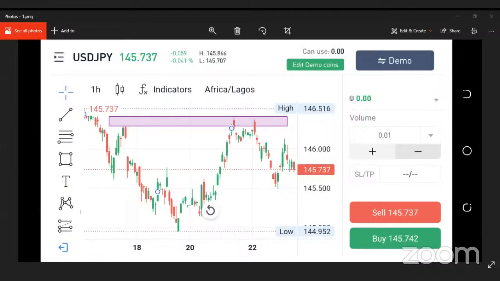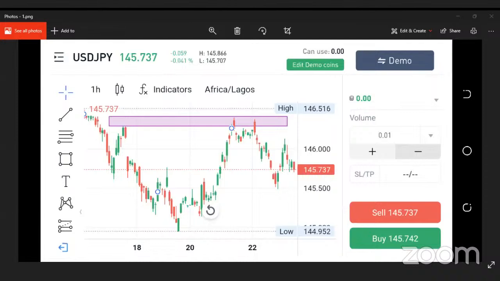Now in the forex analysis, there are three types of analysis, and they are used for market movement forecasting. So before you can tell where the market is going, either it's going to buy or it's going to sell, you need to make an analysis.